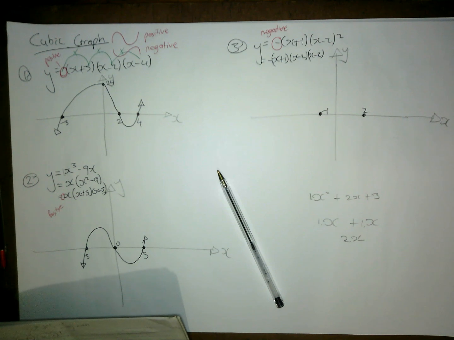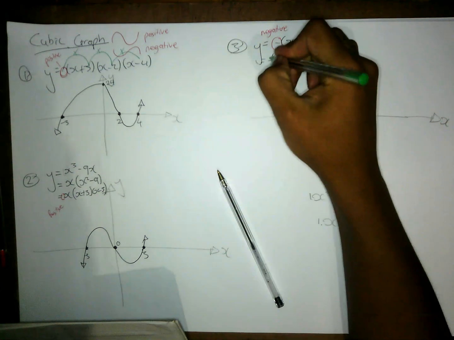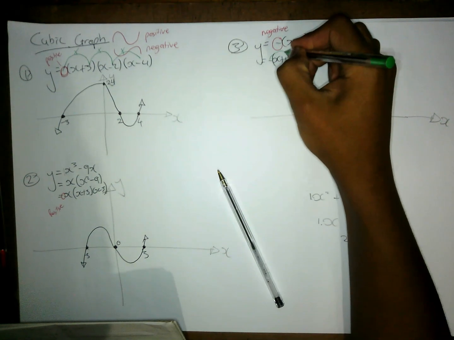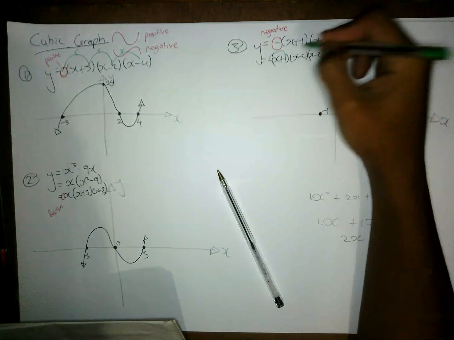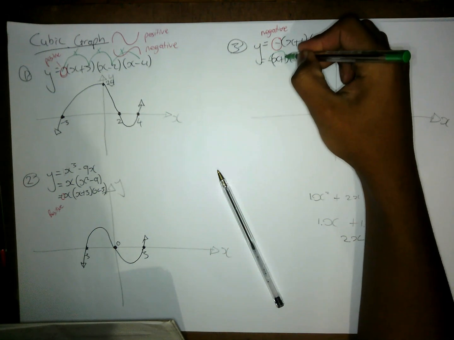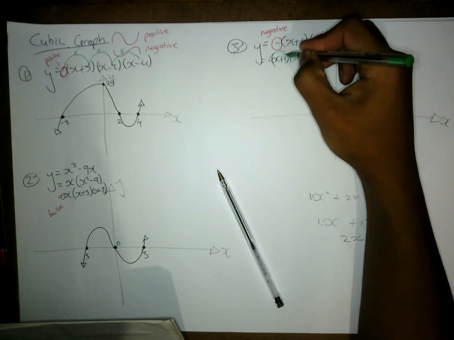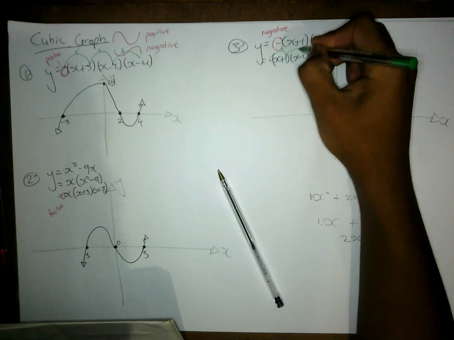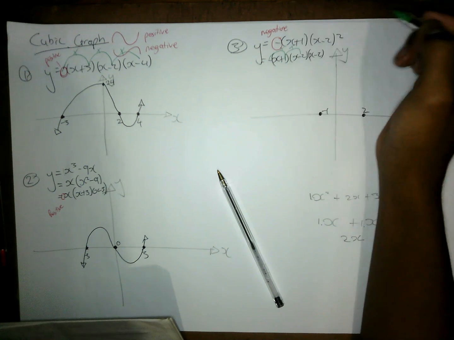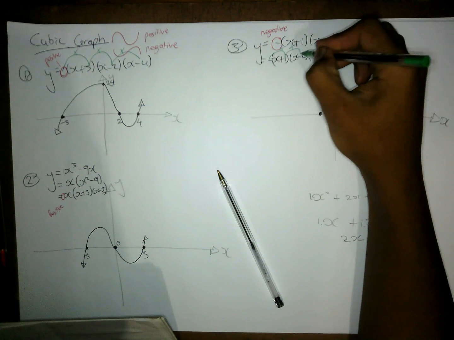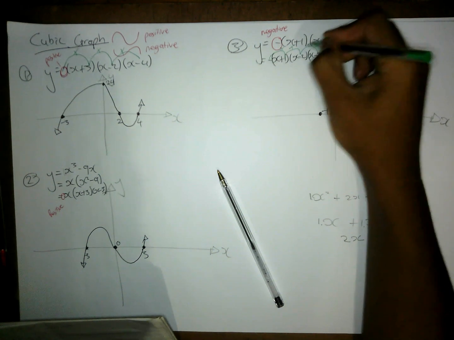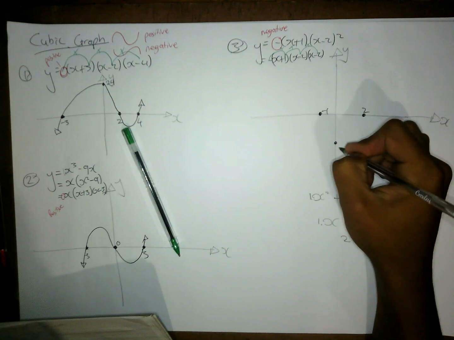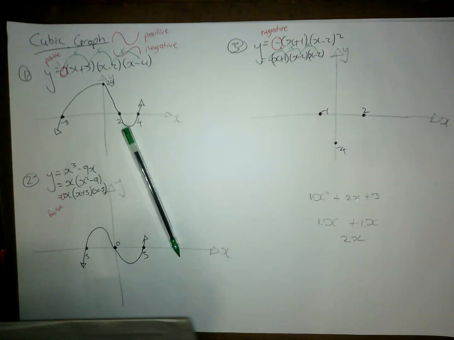Yes, correct. Minus 4. So we take this minus 1. Minus 1 times positive 1 is a positive 1. Minus 1 times positive 1 is negative 1. Negative 1 times negative 2 is positive 2. Positive 2 times negative 2, negative 4. So we have negative 4 there.